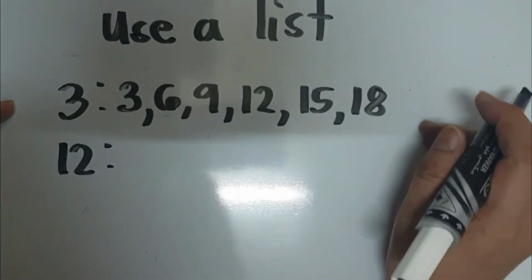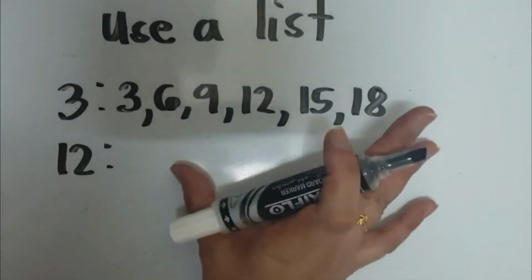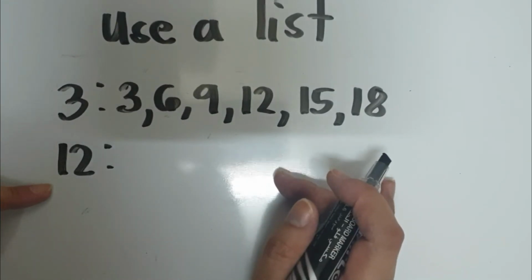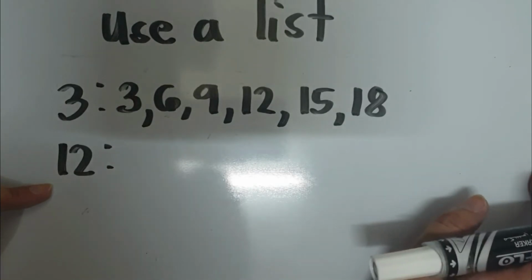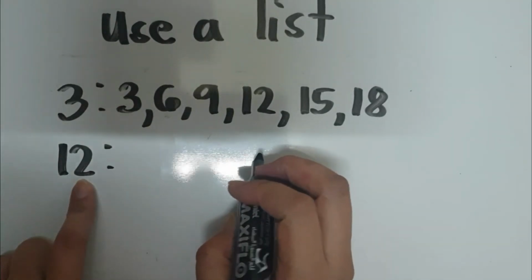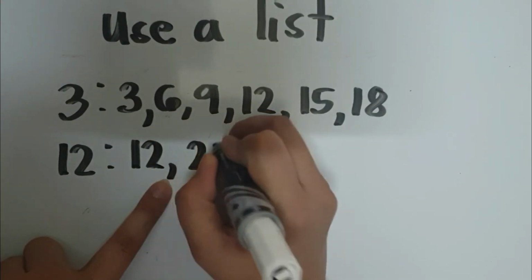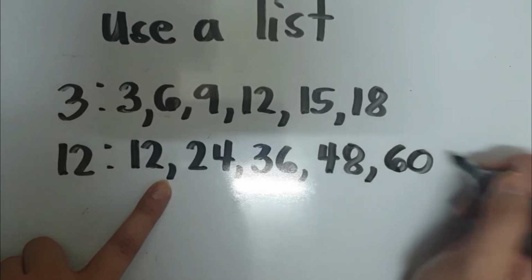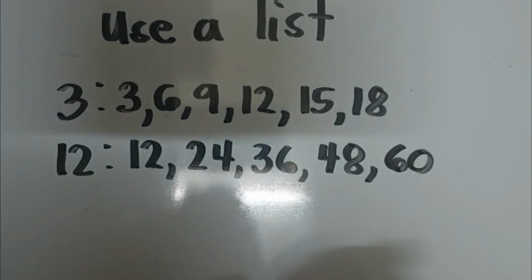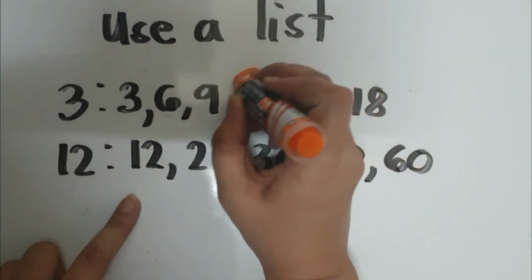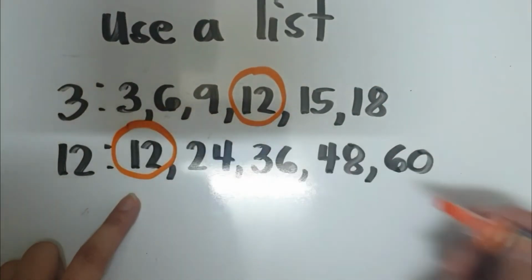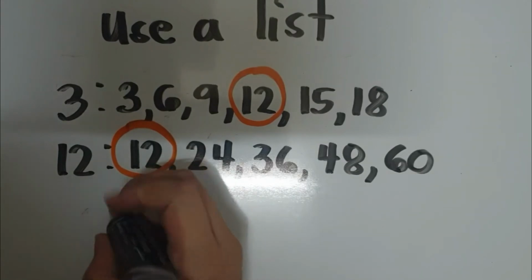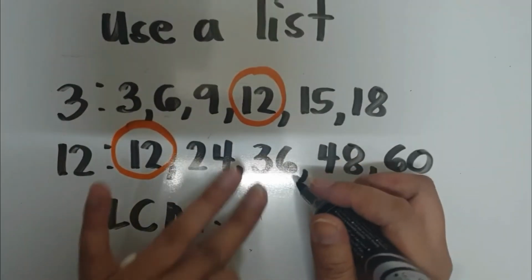Now, it's up to you to decide until which number. So you can write a small number of multiples first and then find the common multiples, and then if there's none, keep on writing the multiples. Now let us write for 12. We have 12, 24, 36, 48, 60. So we can find the common multiple, and that is 12. So that is the least common multiple of 3 and 12. That is 12.